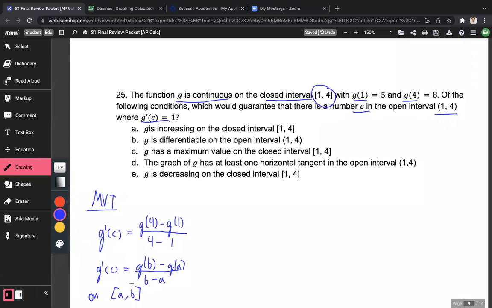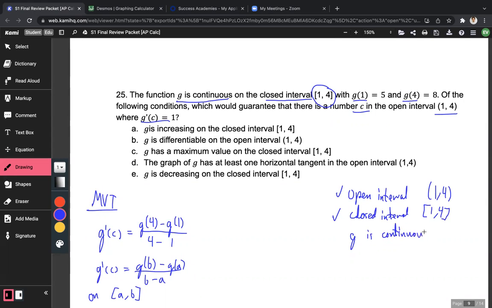But we just need to ask ourselves, hold on, what condition has to be true in order for this to work? Well, we need to be looking at a closed interval here. We need our function to be continuous on a closed interval here. We want to guarantee a number on the open interval 1 to 4. So we've got the open interval checked. Provided with a closed interval. And we're told that the function is continuous, right? G is continuous.